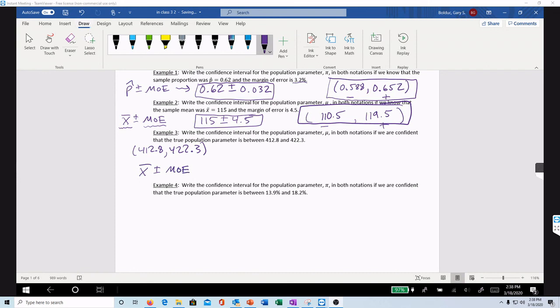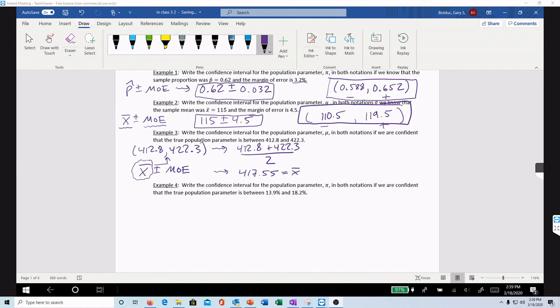Now, we talked a little bit about this before break, where the statistic itself is just going to be the middle number in here. So if you want to get your statistic out of this interval, we just have to find the middle number. And we can do that by taking the average of the numbers that they give us. So we're going to average these two, which just means add them, divide by 2. So 412.8 plus 422.3 divided by 2. That gives me 417.55. So this is my x bar.